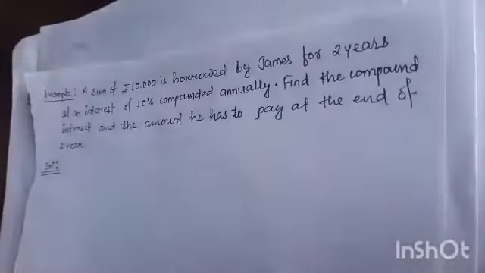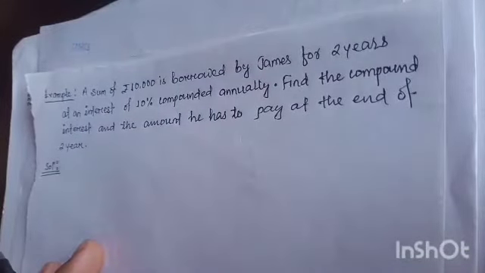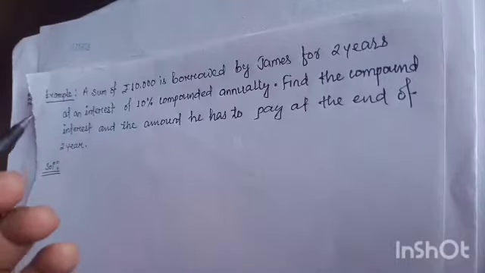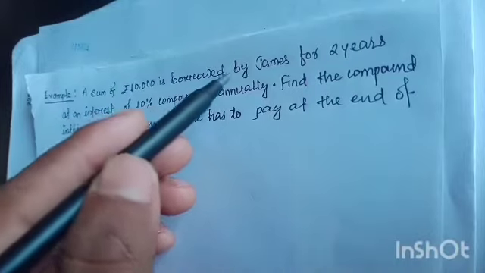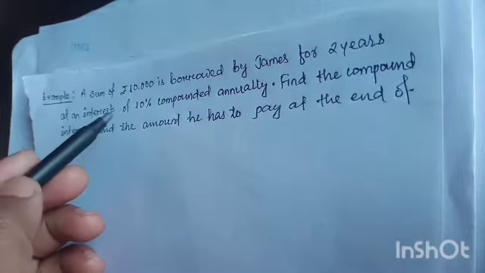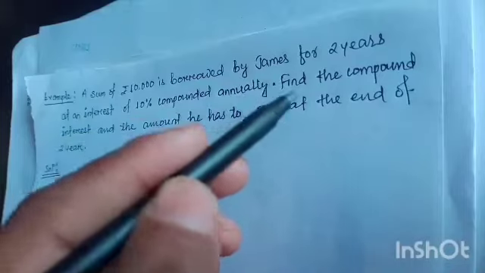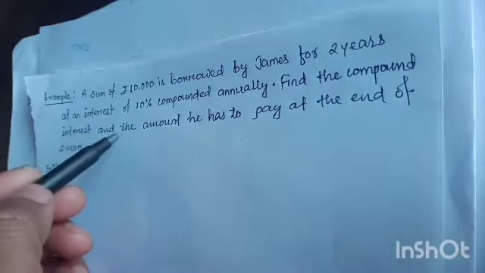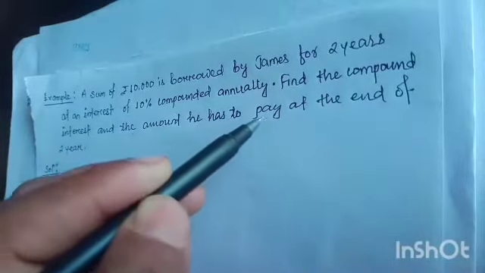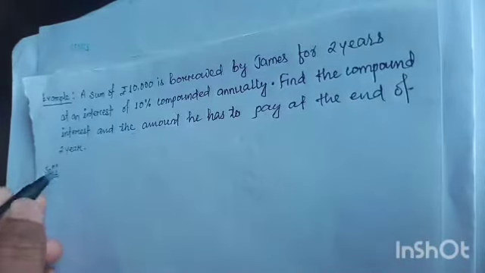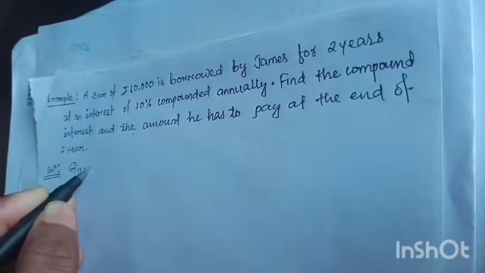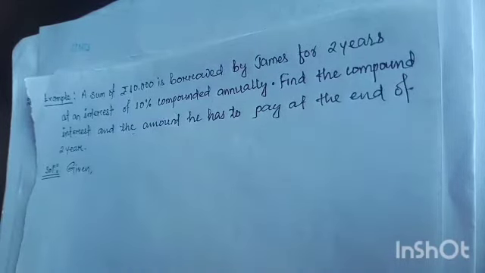So let me do it, and all of you please watch the video till the end, okay? Then you will understand first. So what is told to us: a sum of rupees 10,000 is borrowed by James for 2 years at an interest of 10% compounded annually. Find the compound interest and the amount he has to pay at the end of 2 years. Okay. So first of all you write given. Okay. So for this method, for these sums, the same method I am going to explain.